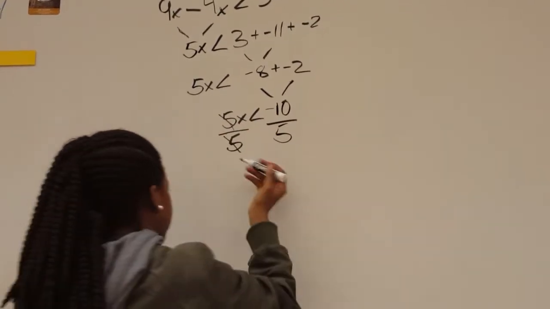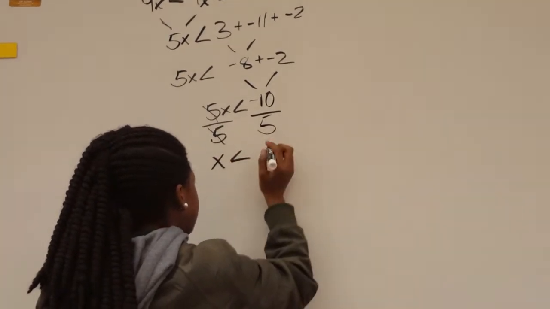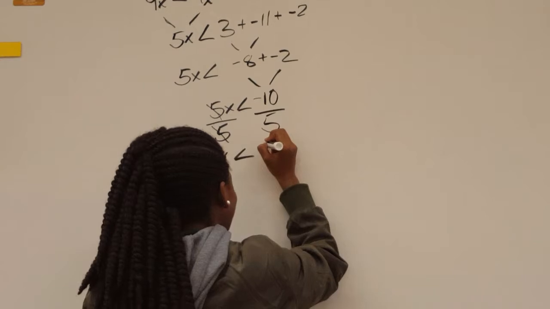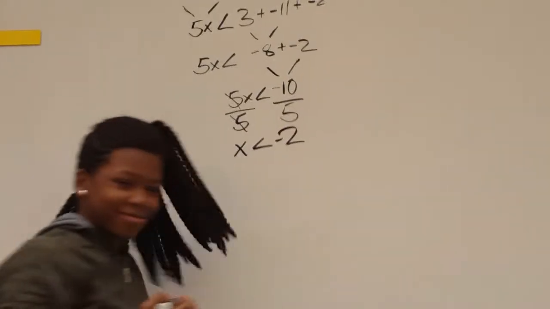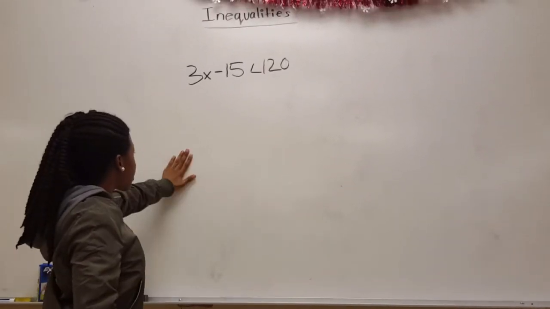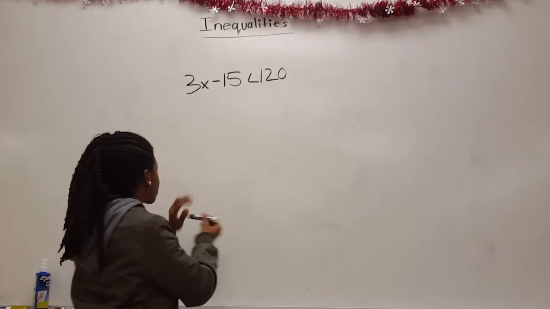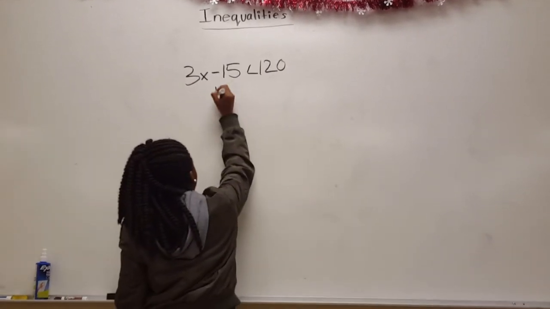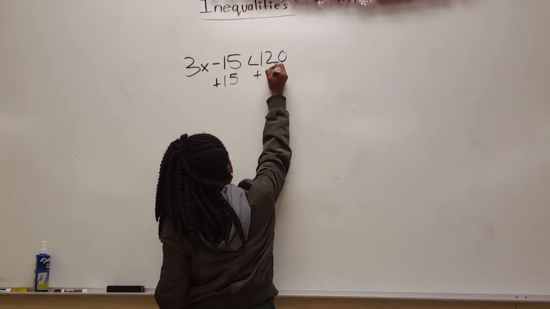Five times x, that would be x, is less than 2. Negative 2. And here is a simple inequality. The first step we do is add 15 to both sides because remember we're trying to get x by itself. So we'll add 15 to negative 15 and 120.